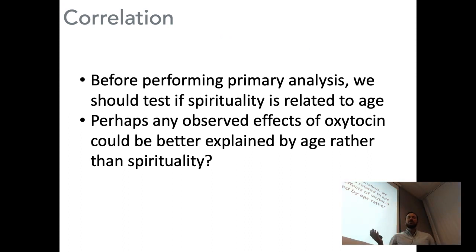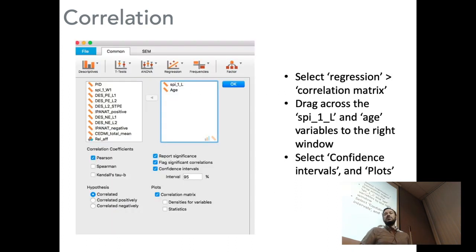Okay, so to make a demonstration, before looking at our primary research question of whether oxytocin influences spirituality, we want to ask the question, what if age is related to spirituality? What if perhaps older people are more likely to identify with this, or perhaps younger people? So the first thing that we can do is run a traditional Pearson's correlation, and you'll see that the screen looks very similar to SPSS. All you need to do is drag in your 2 variables. Our 2 variables of interest are age and the SP1L.